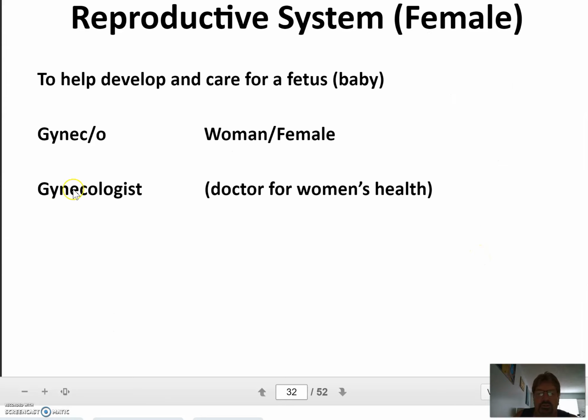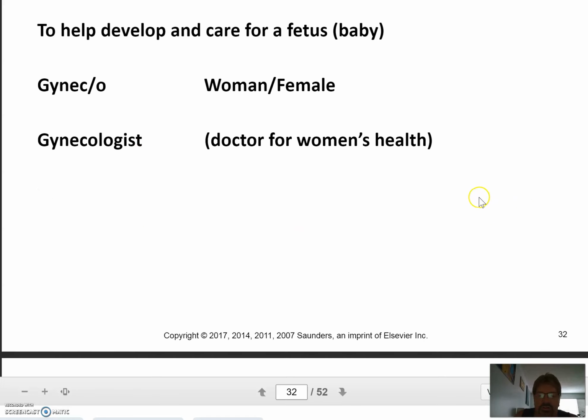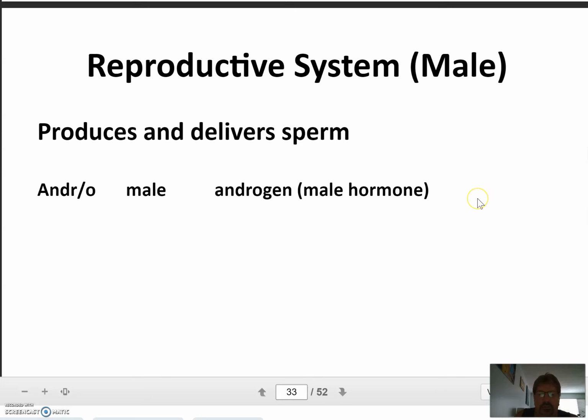Reproductive system. Gyneco means female, woman. We've all heard the term gynecologist. Doctor specializes in female disorders of the reproductive system. Reproductive system in men produces and delivers sperm. Andro means male, androgen, male hormone. Typically those terms are used to describe different hormones. It's like a classification.